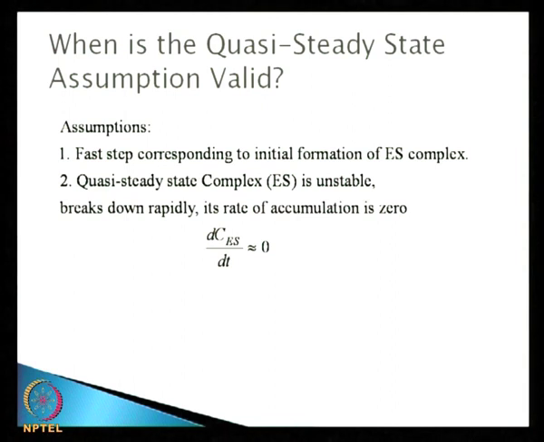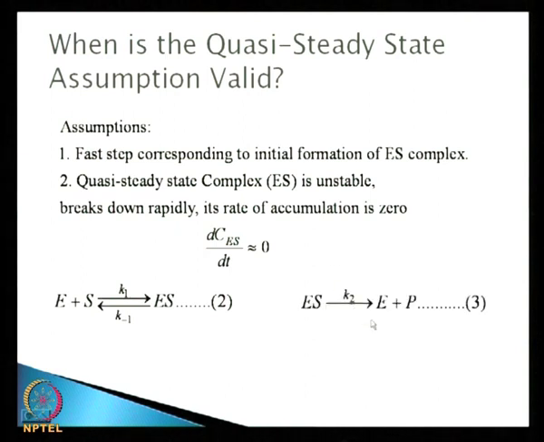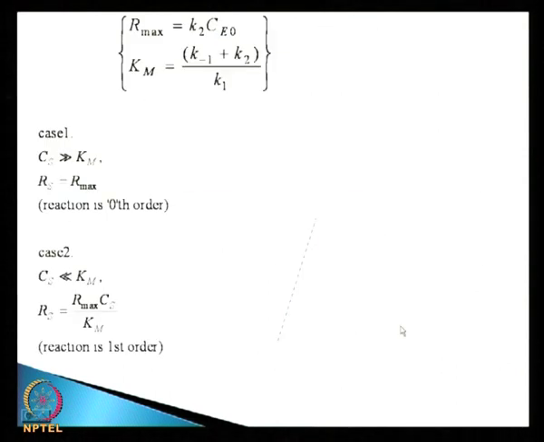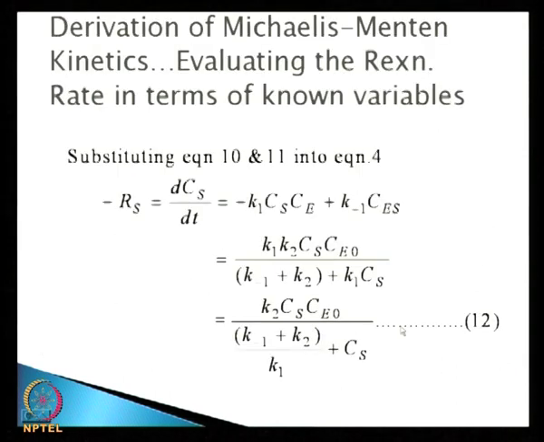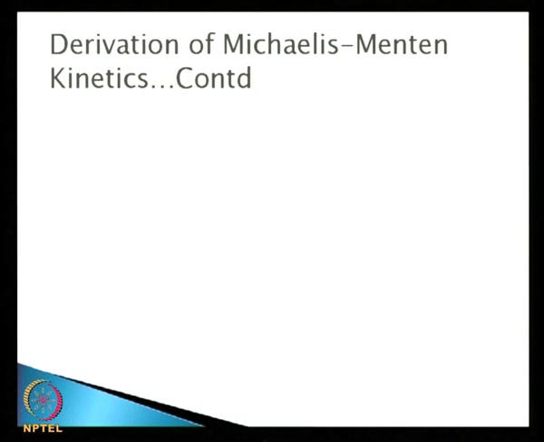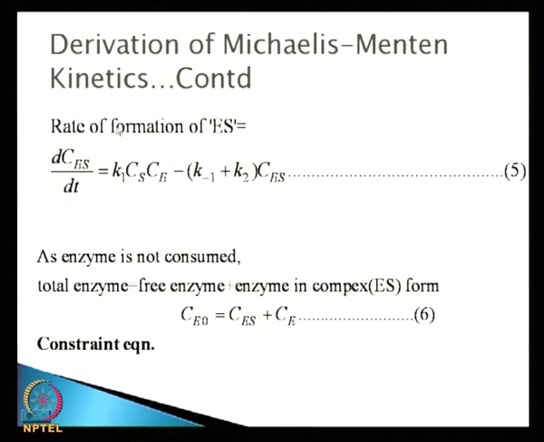This is an assumption that we made, that the complex formation is a fast step, and as a result the quasi steady state holds and there is no accumulation, and this was the equation related to that. If I ask you to go back to equation 5, this is where we put the assumption in. This I equated to 0.